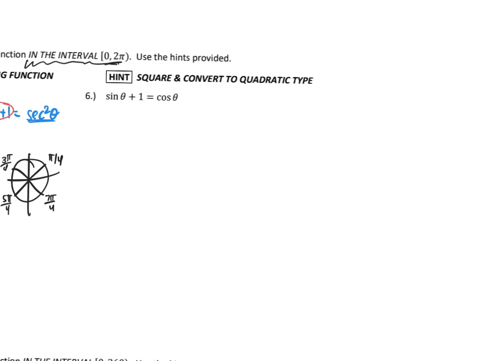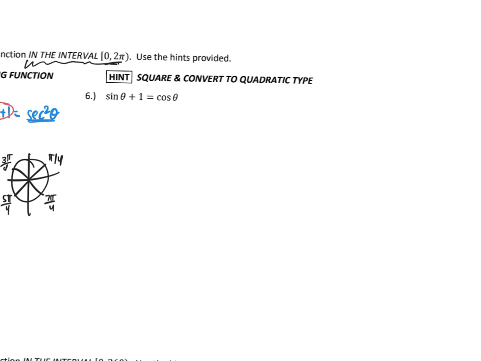Number 6, this is squaring and converting to quadratic type. Okay, when we do this, I would say this is one of the harder strategies to use, and I would use it as a last resort because we're going to square both sides, but in doing that, we'll make some extraneous solutions. So we'll talk about that at the end.